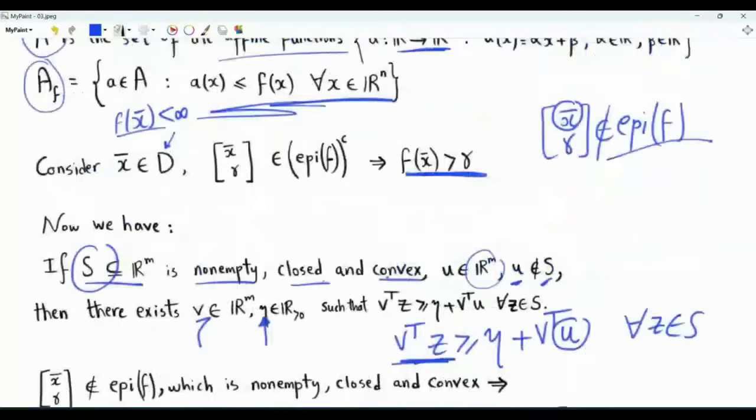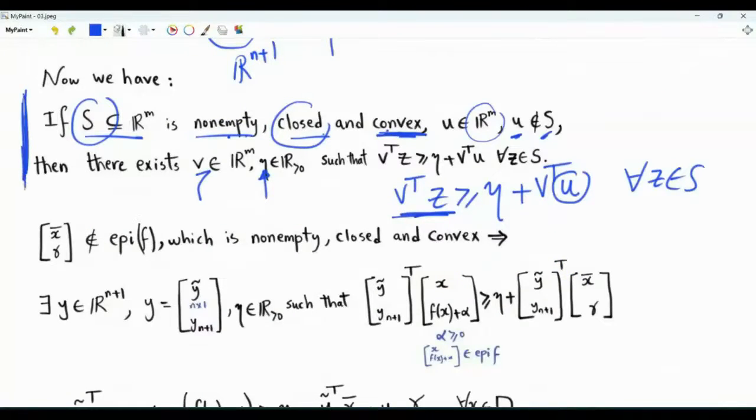In our case, we have this vector here in Rn plus 1. This vector is outside the epigraph of function f of x. And is the epigraph non-empty? Yes, because function f is proper. It has a non-empty effective domain. There is at least an x bar in Rn such that f of x bar is finite. Is the epigraph closed? Yes, by assumption. We had assumed that function f is lower semi-continuous, and this is equivalent to the epigraph being a closed set. Is the epigraph convex? Yes, because function f is convex.